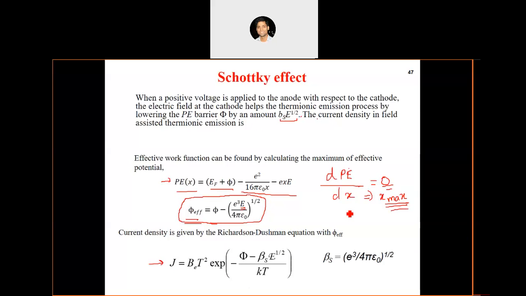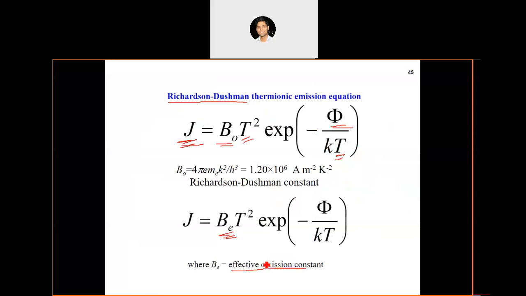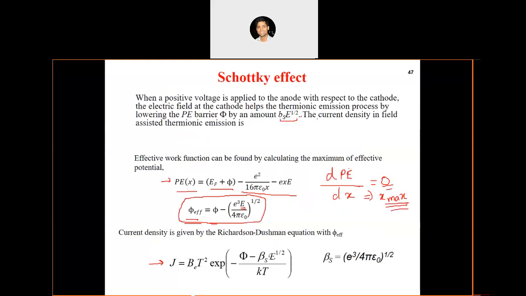And once we get phi effective, we have seen this Richard Dushman equation earlier, right? You can again have a look here. This looks like this. So if we replace this phi by phi effective, then we can get the current density here. That's what we have done. Everything else remains the same, and we have just replaced work function by effective work function, which we have just derived. Beta is this whole constant which we are getting. We have mentioned that as beta s here.